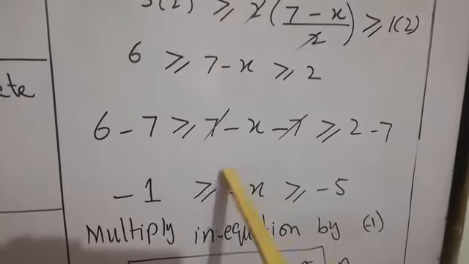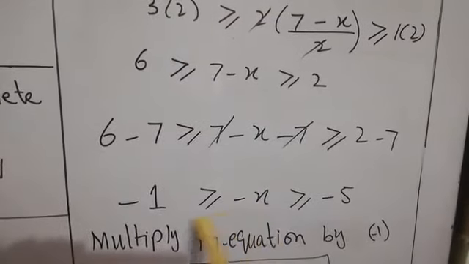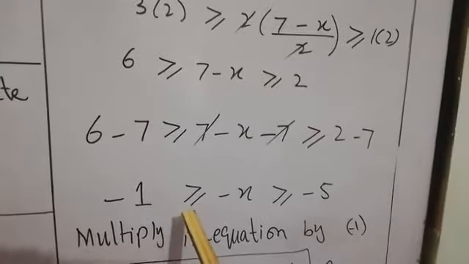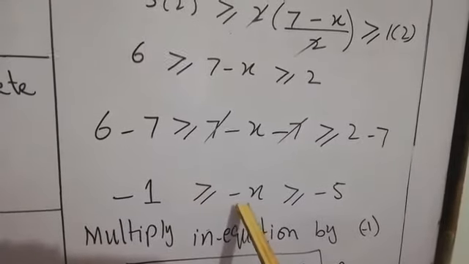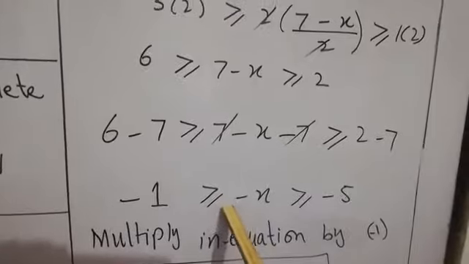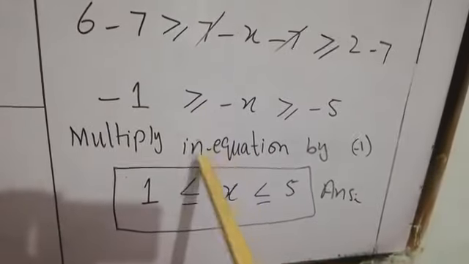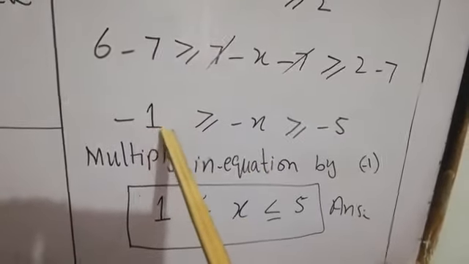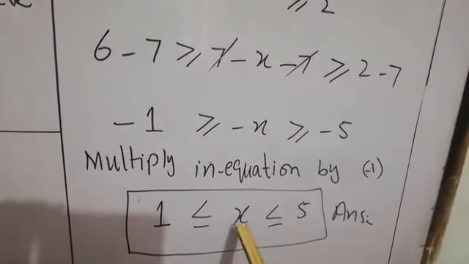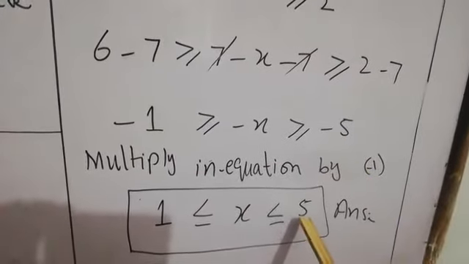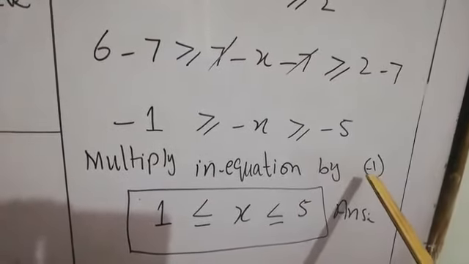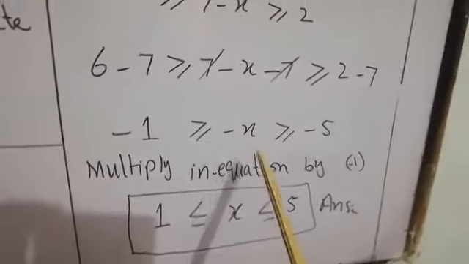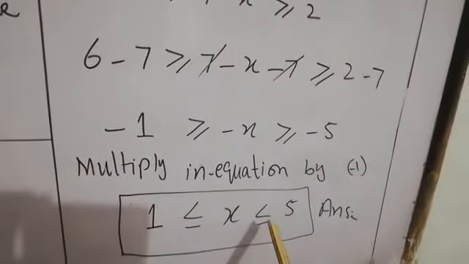Since we cannot write minus x, we will multiply this inequation by minus 1. And whenever we multiply an equation or inequation by a negative number, then its sign will be changed. Please observe this very carefully. This sign will be converted with this sign. So minus 1 will become plus 1, minus x will be plus x, minus 5 will be plus 5 after being multiplied by minus 1. And their sign will also be reversed. Greater than or equal to will be changed into less than or equal to sign.